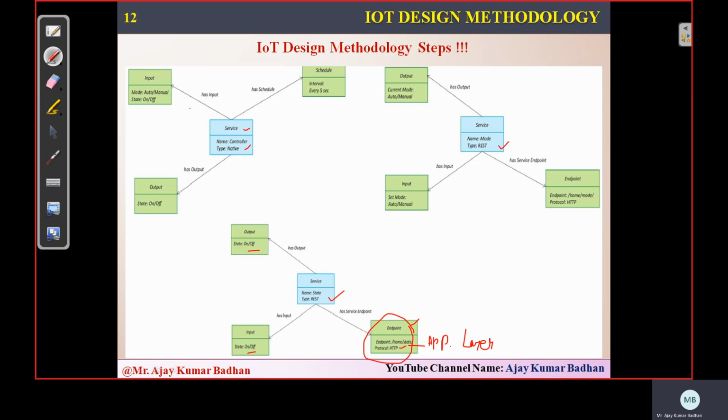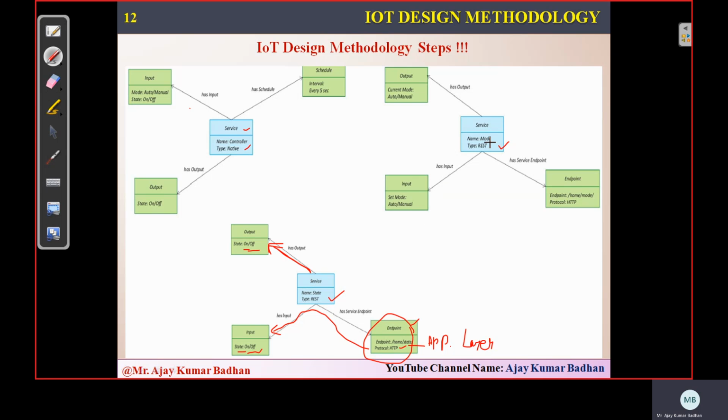So using this particular application layer protocol, the system will try to provide a service for this particular state, whether it is on or off. Based on that, it will provide the output. If the state is on, it will send the information to the user saying that the state is on. If the state is off, it will send that to the user. This is the service provided.